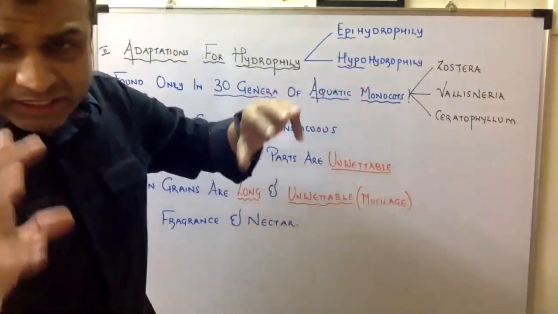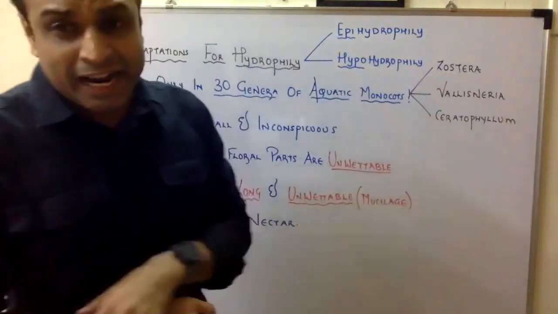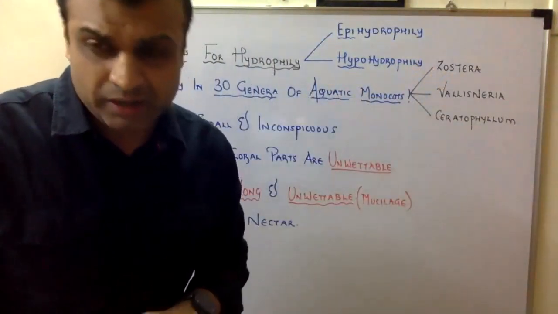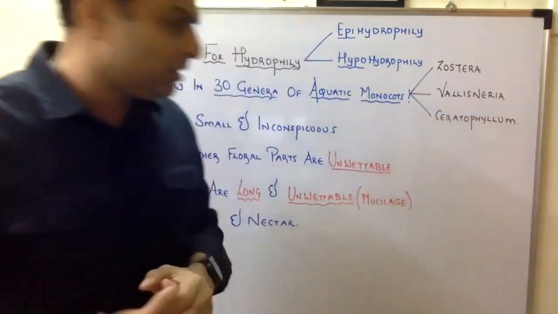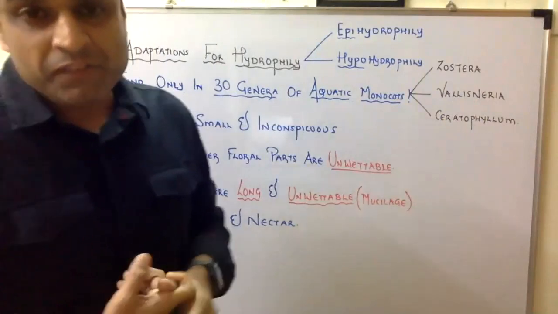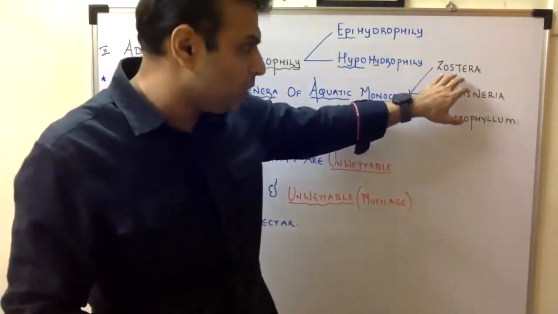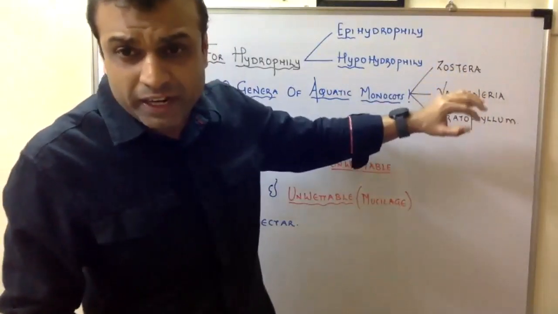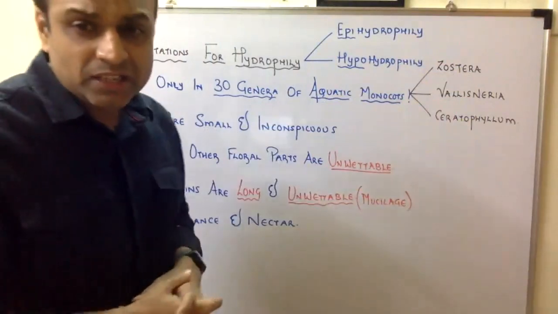अभी हमारे पास तीन बेसिक एग्जांपल्स हैं. The first example is an angiosperm called Zostera. It is the smallest angiosperm. Next is Vallisneria, and the third is Ceratophyllum, which are pollinated with the help of water. We will definitely be talking about hydrophily, that is epihydrophily and hypohydrophily, for Zostera and Vallisneria as our examples.